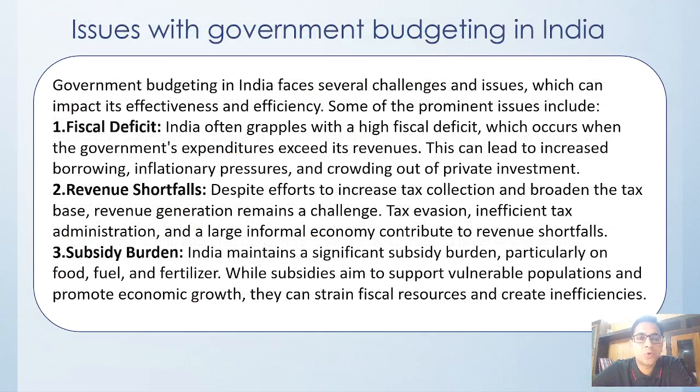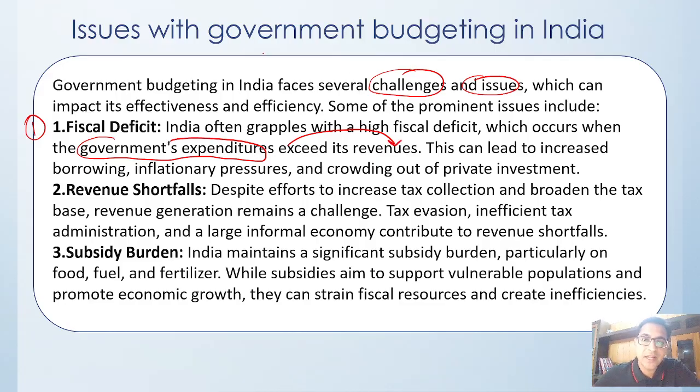Now there are some issues with government budgeting. Right now we are finding out what the issues with government budgeting are. There are a lot of challenges. First of all, fiscal deficit is the most important issue, because it is not always that the government has a properly balanced budget. Normally in India we have a deficit budget. Deficit means we want to do more expenditure, but our revenue sources are a little lesser than that. Fiscal deficit happens when government expenditure exceeds its revenue.